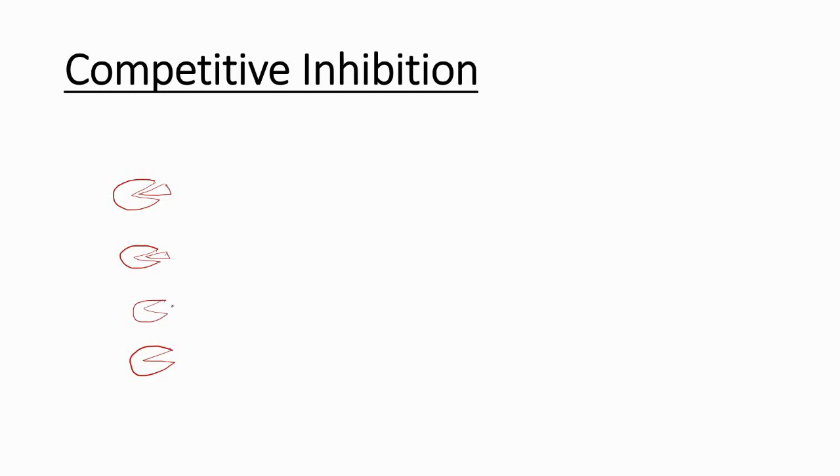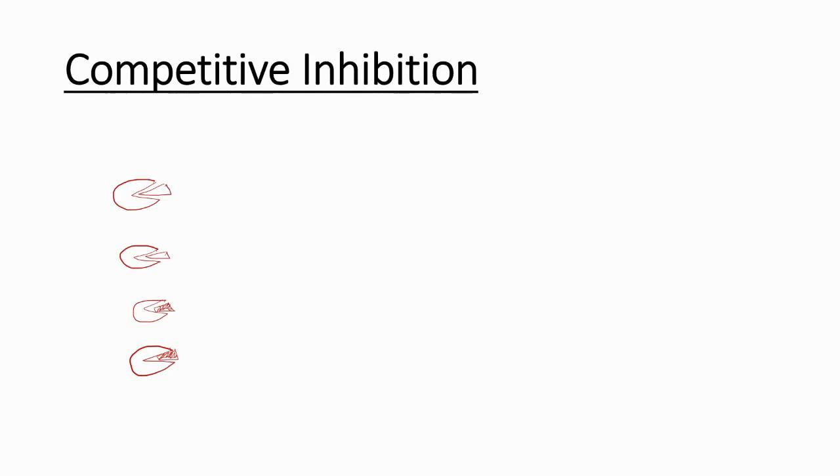The competitive inhibitor has a similar shape to a substrate. It's not exactly the same. So let me just draw it: there's my competitive inhibitor. Similar shape, but not exactly the same. The inhibitor does not undergo any kind of chemical reaction when it binds to the enzyme active site. It's merely there to block substrate from binding.